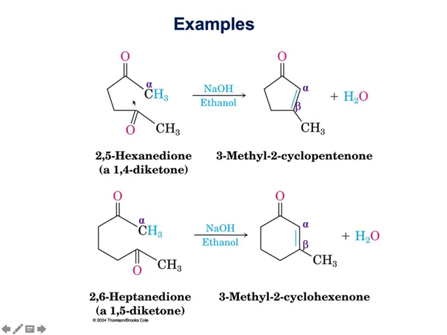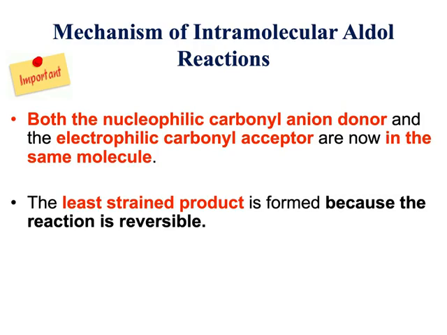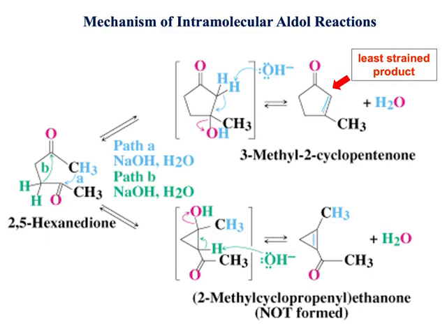Look at here, if the dicarbonyl chain is C6, the product is cyclopentane. For 7 carbon, the product is cyclohexanone. So here is the mechanism. How to cyclize this dicarbonyl. We have a dicarbonyl, this one, and this one.